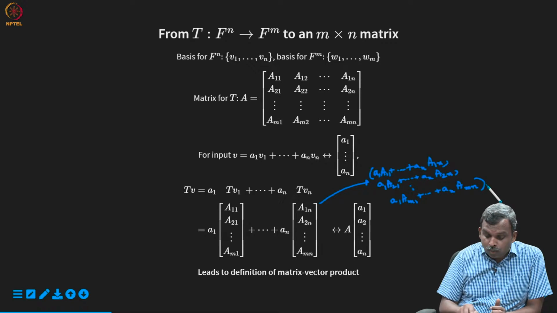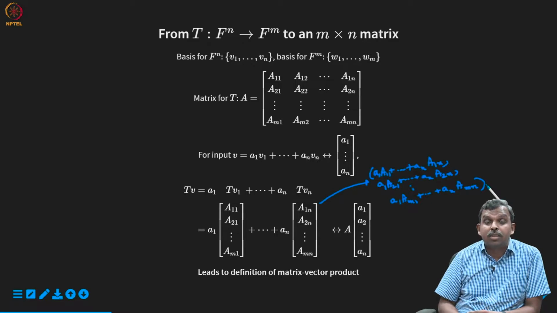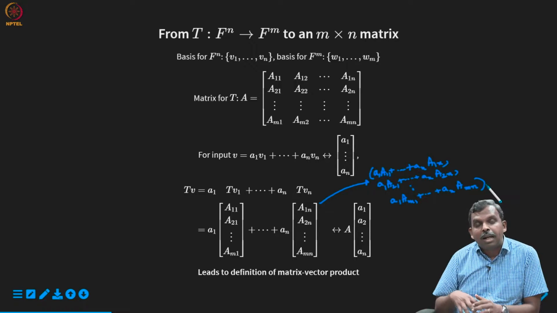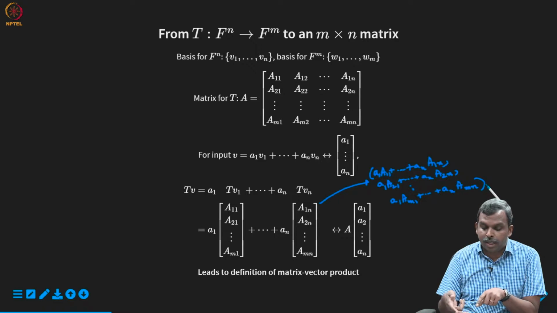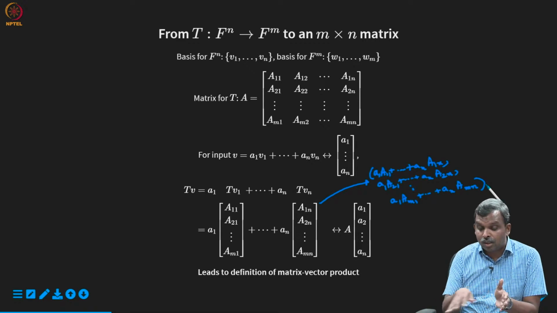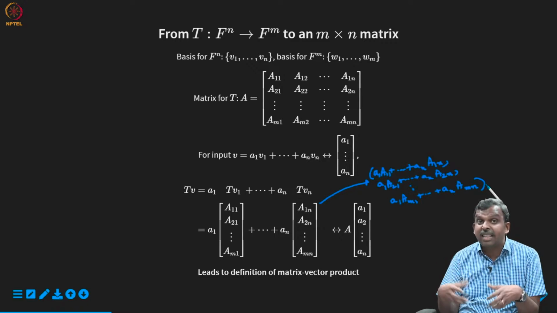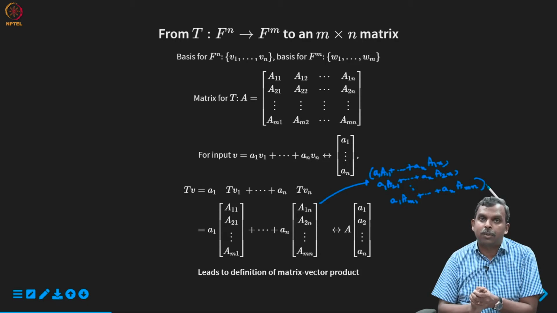Okay, so this is what gives rise to this very popular matrix vector product, right? So you take the matrix A and multiply with the vector on the right, A1, A2, An. This is how you evaluate it, right? So you take A1 and multiply the first column plus A2 multiply the second column, like that. So when you do that, you get the matrix vector product, and in fact this notion is what gives rise to the definition of the matrix vector product itself, right?